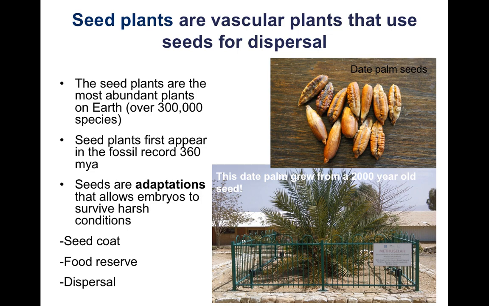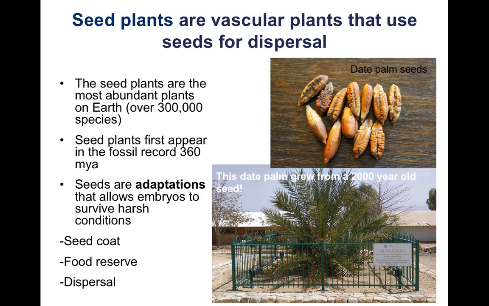And so what seeds are, they are adaptations that allow for dispersal of the embryo on land. And what seeds allow the embryo to do is survive very harsh conditions, and that has to do with some of the structures of the seed. So the seeds are covered in a protective coat called a seed coat, and they also contain a food reserve to help nourish the embryo.